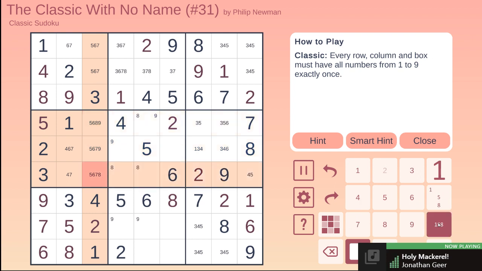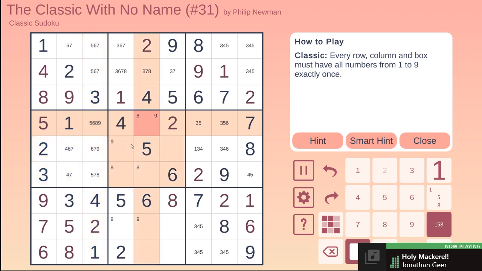What am I missing? Right. This can't be a 6. This can't be a 5. I really wish this one was more restricted. 5, 6, 8, 9. That's too much. Okay, that's fine. That's fine.